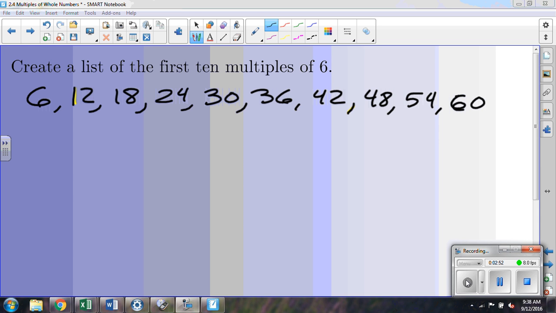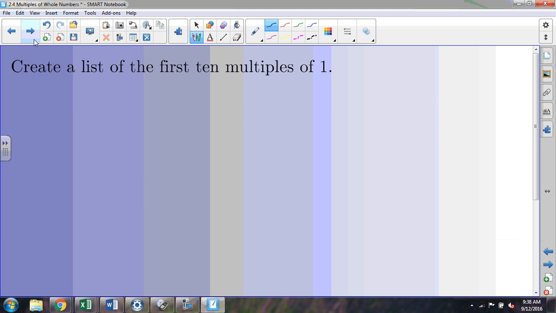We've created our list. This one's all set. We can create these lists with addition. We can create them with multiplication. We can use tools to get them. It doesn't matter which way you choose to do it.